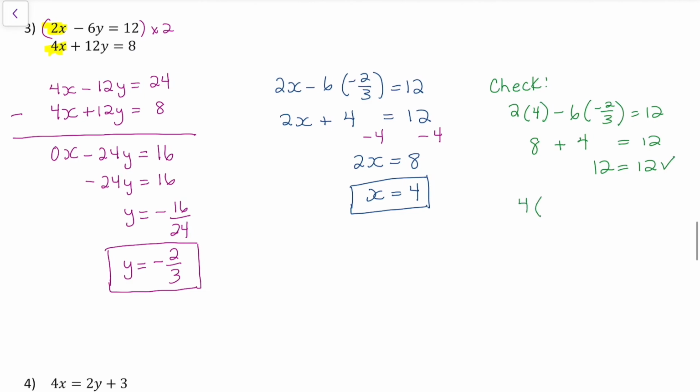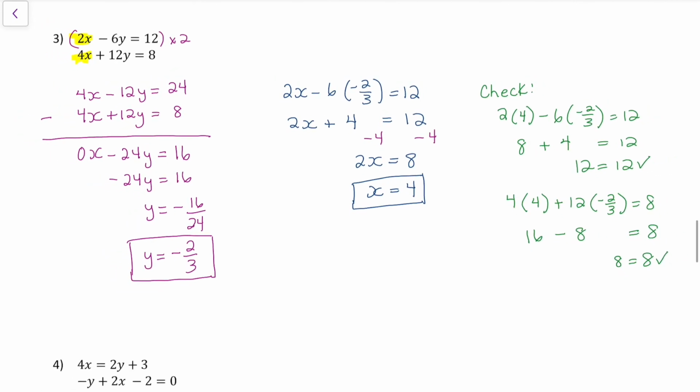4 times 4 plus 12 times negative 2 over 3 should equal 8. So 16 minus 8 equals 8. 8 equals 8. So I know we did it right. So our final answer there is x is 4 and y is negative 2 over 3.